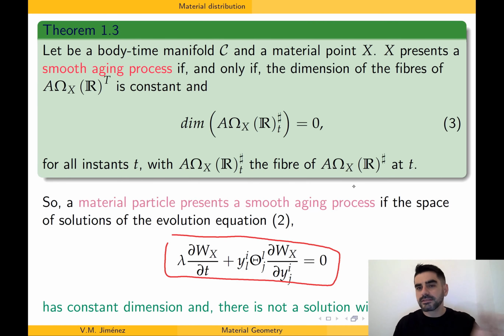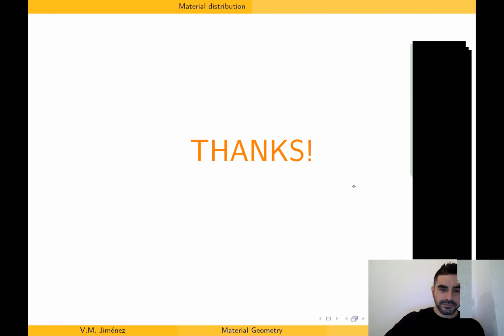Of course, there is much more information about this approach. There are many more results, but I just wanted to present some of them, as I said, to convince you that this kind of tools could be useful to better understand what kind of evolution we could find in different kinds of materials.